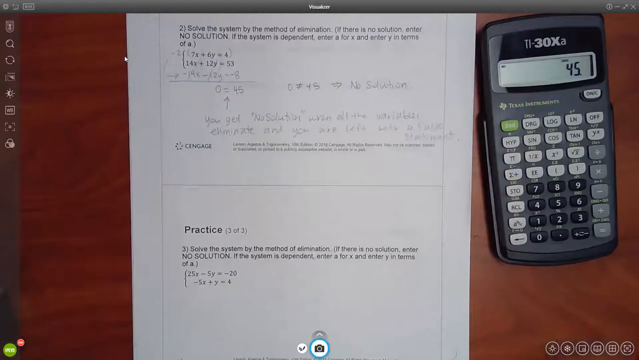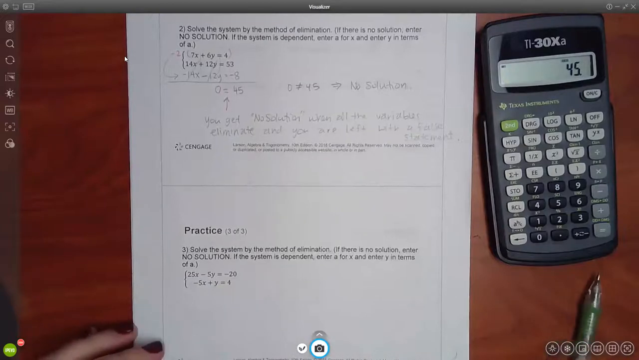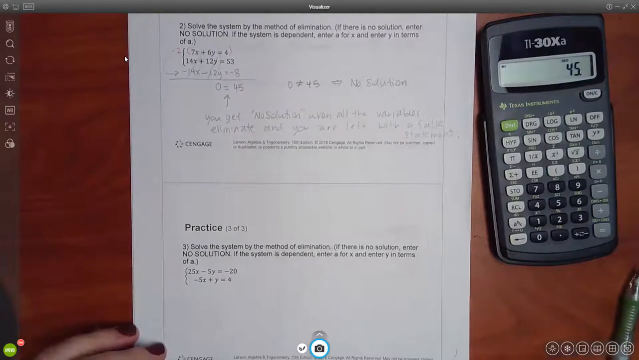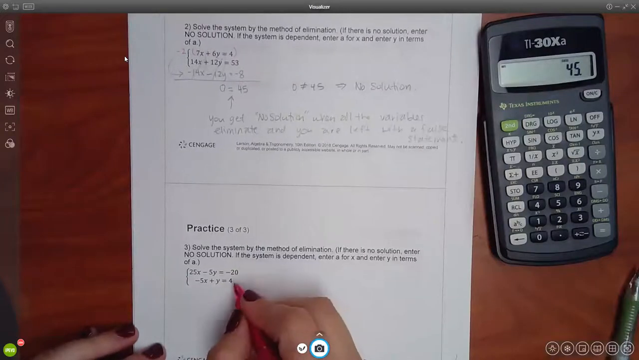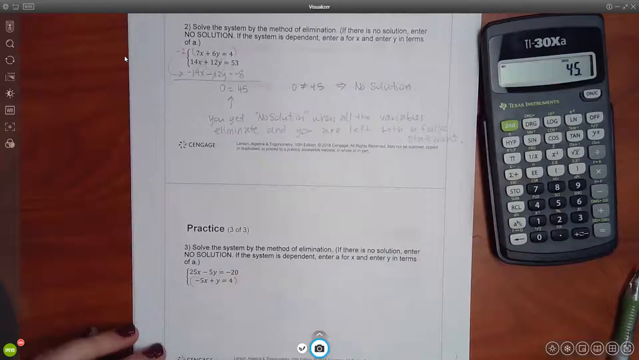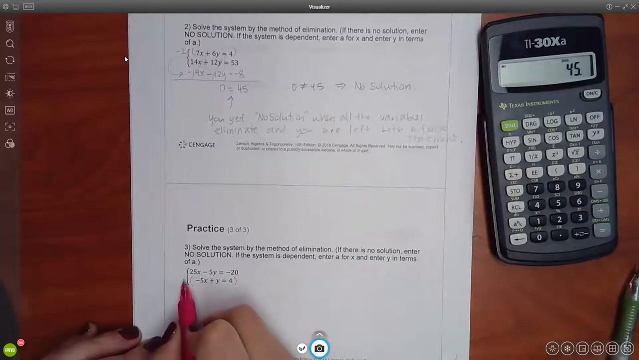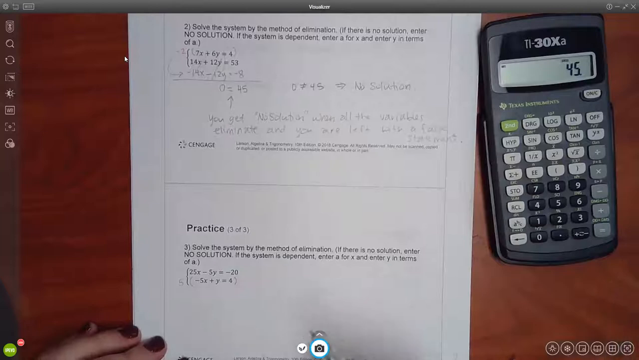So here, we're lucky because both X's and Y's have opposite signs, right? However, they don't match in coefficients. So you have to pick, which one do you want to get rid of, X or Y? We'll get rid of X this time. And you can just multiply one equation by something. This one's bigger, right? So it's probably the small one I need to multiply. Right? And what do I need to multiply it by so that I get a negative 25? Positive 5.